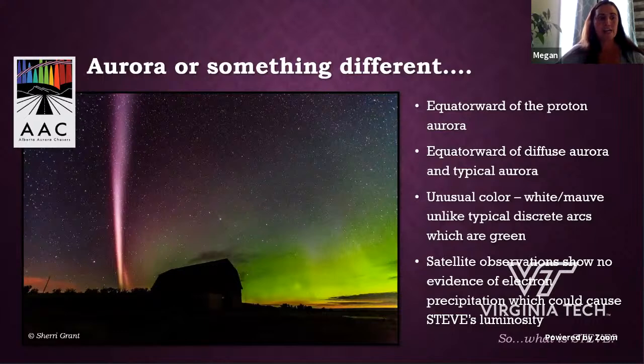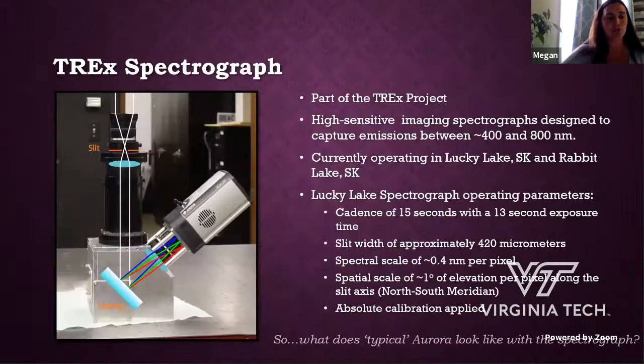So what exactly is Steve? That's kind of what our question is. To answer this question, we turned to spectroscopy. For this study, we used the newly deployed T-Rex spectrograph. This is a highly sensitive imaging spectrograph, which is designed to capture the emissions between 400 and 800 nanometers. There are currently 2 of these spectrographs in operation. One of the ones we used for this study is in Lucky Lake, Saskatchewan. And the other one is located in Rabbit Lake, Saskatchewan, which is a little bit further north.